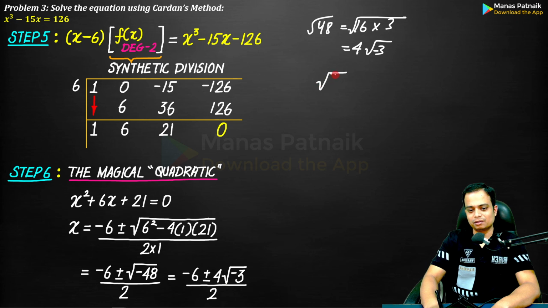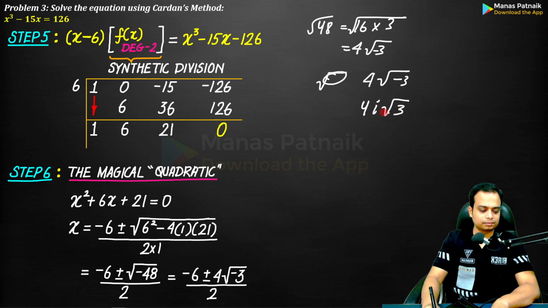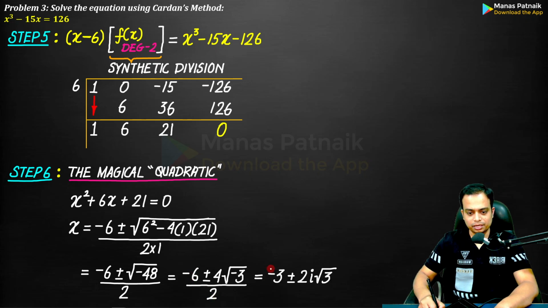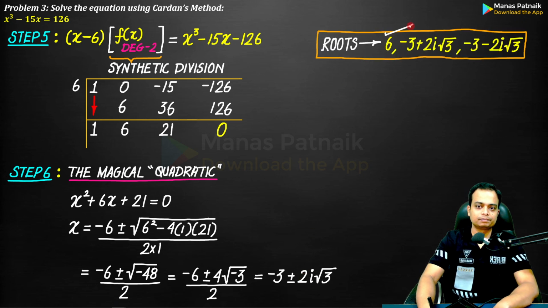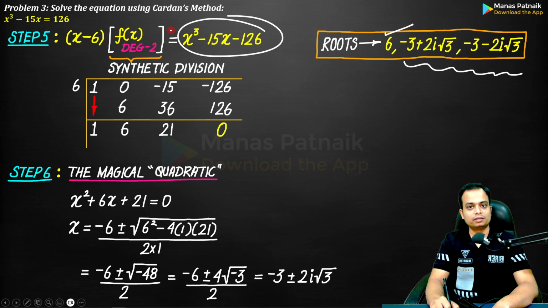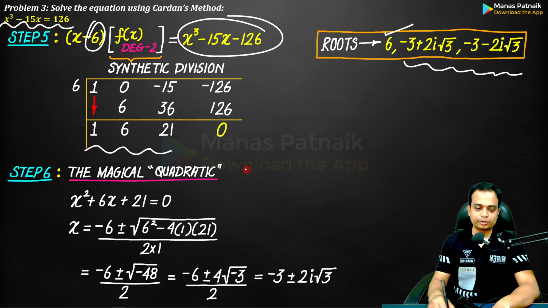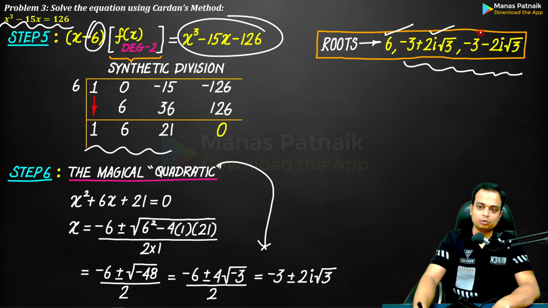Instead of writing this as 4 times root of minus 3, you can also say 4 iota root 3. Let me show you the final answer. Minus 6 by 2 is minus 3. Similarly, 4 by 2 becomes 2. The final answer is, yeah. This root was found using Cardan's technique directly, one root. These two remaining roots were found using the synthetic division method. We divided the given equation by the root x is equal to 6, and we got a quadratic equation which we solved, and we got the remaining pair of imaginary roots.